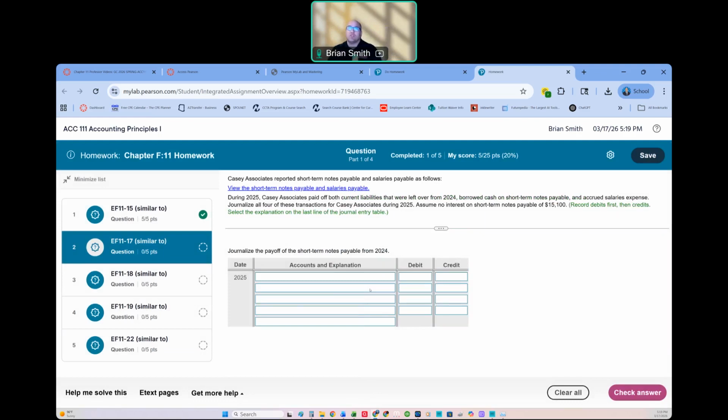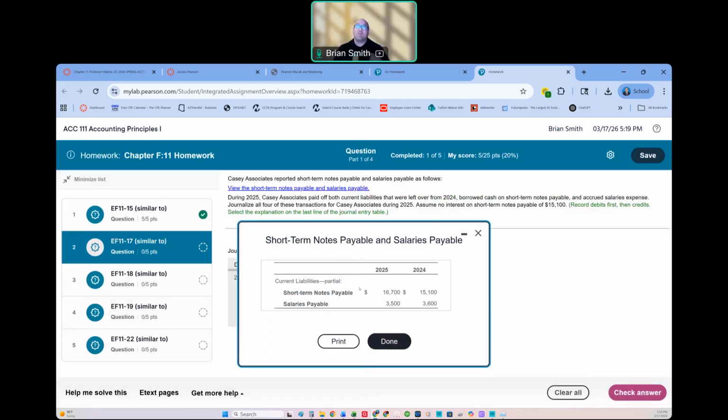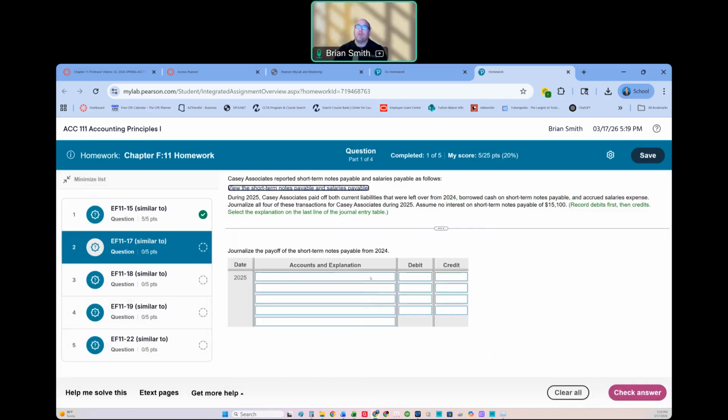Next thing we got is a short-term note payable and salaries payable. This will be fun. Journalize the payoff of the short-term notes payable from 2024. Well, let's look and see what we got here. From 2024, we had a short-term note payable of 15,100. There's no interest on short-term notes payable. Yes, there is. There's always interest. Even if it's no interest, we have to record that there's interest.